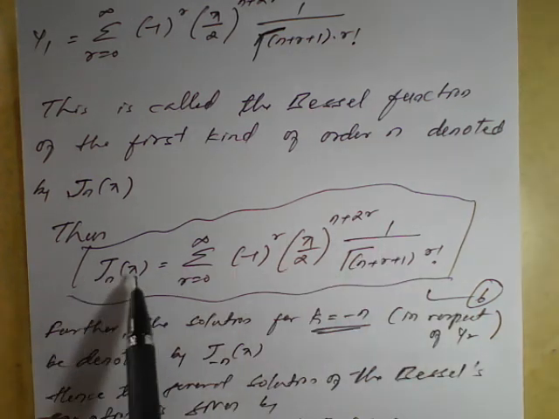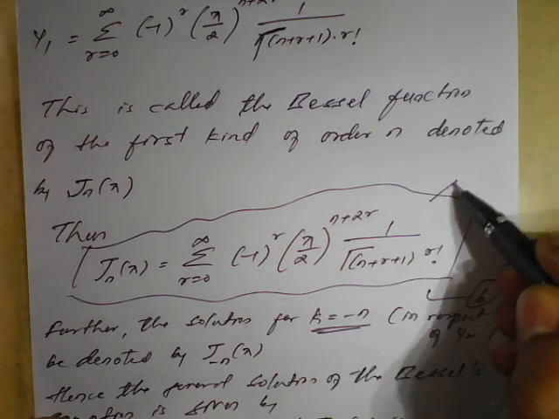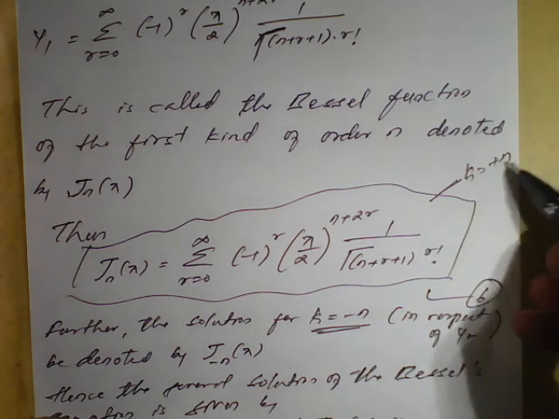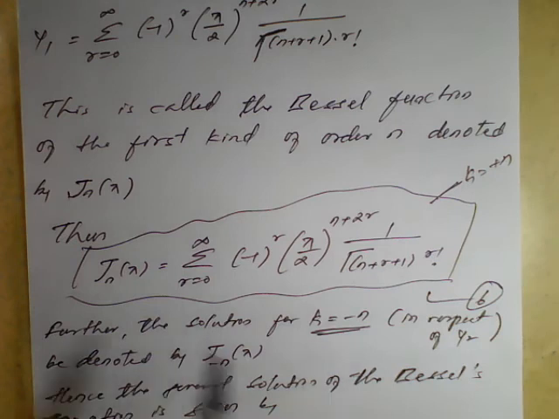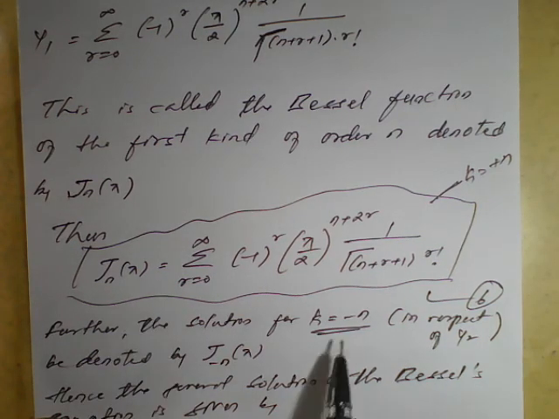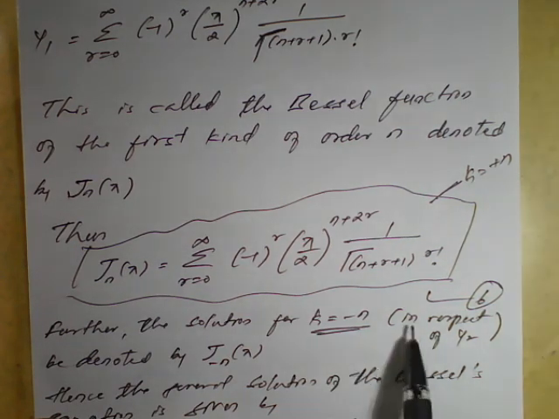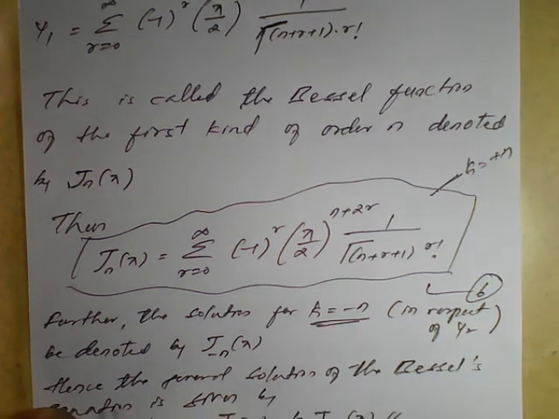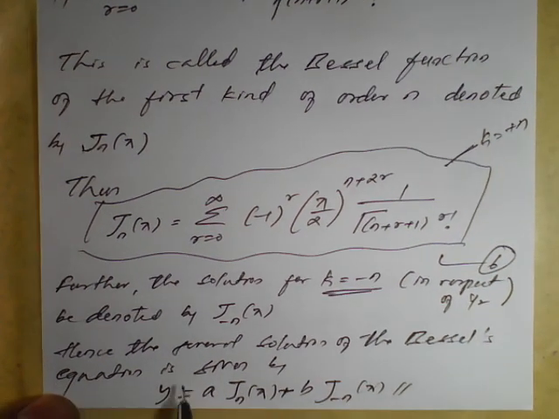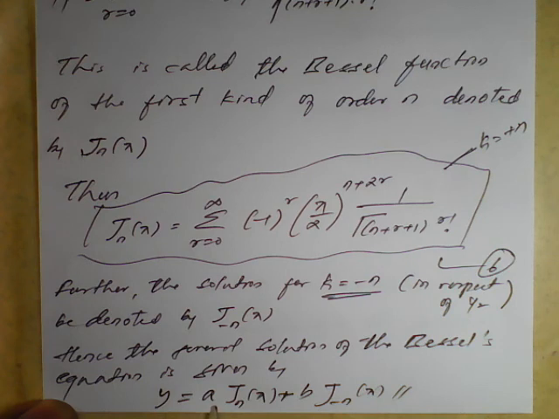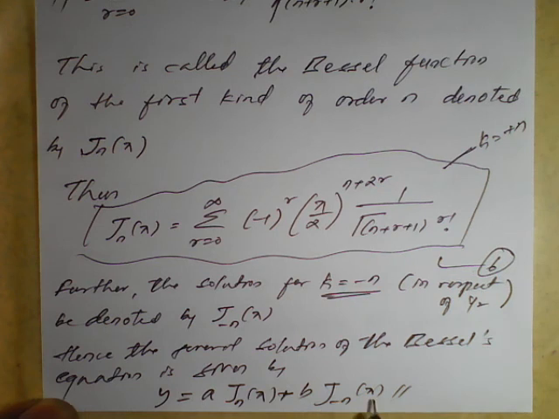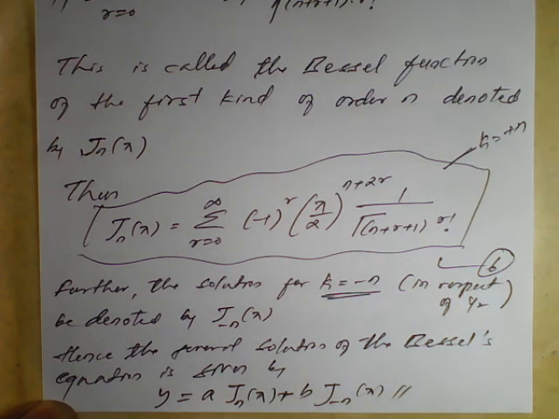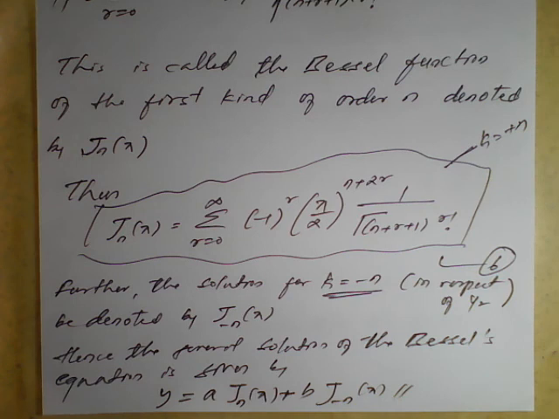So this is for k equal to plus n. Similarly, when k is equal to minus n, the same result comes with minus sign in terms of n, and we call it y2. Hence the general solution of the Bessel equation is given by y is equal to A into Jn(x) plus B times J-n(x). So in this way the Bessel derivation completes here.